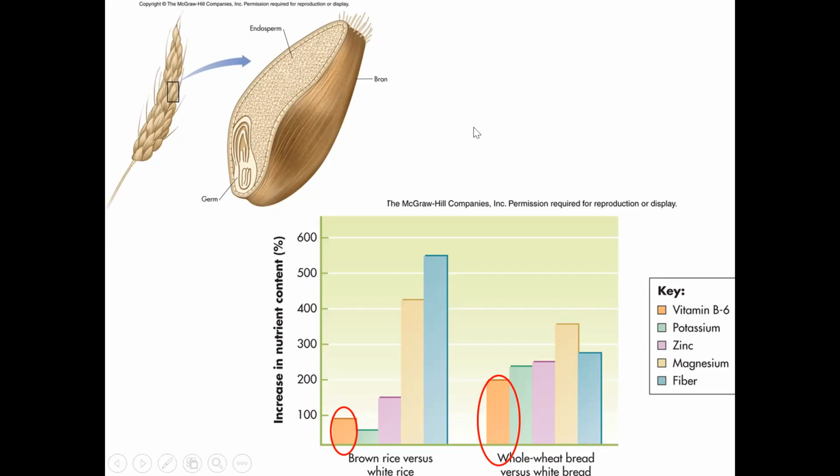This graph down here shows you the increase in nutrient content when you have the whole grain versus the processed one. You can see we've highlighted here for white rice and for bread, vitamin B6 is much, much higher, 100 to 200% higher when you don't process the grain. So again, another plug for whole grains. And if you're curious, you also get more potassium, zinc, magnesium, and fiber from the whole grain food versus the processed grain.